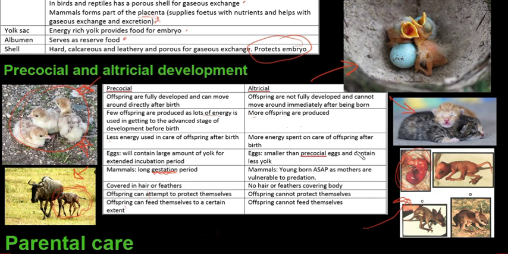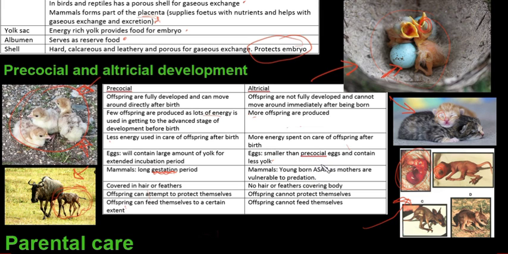So in this case, more offspring are produced because there's little energy required with developing them, because they are not fully developed yet. So more energy is then spent on care of the offspring after birth, because now these little ones need to be fed and protected. So you can see that they can't even see yet. These little kittens' eyes aren't even open yet, and in the case of the kangaroos here, or baby joeys as well. So the eggs are smaller than precocial eggs, and they contain less yolk because they are in there for less time than the precocial ones.